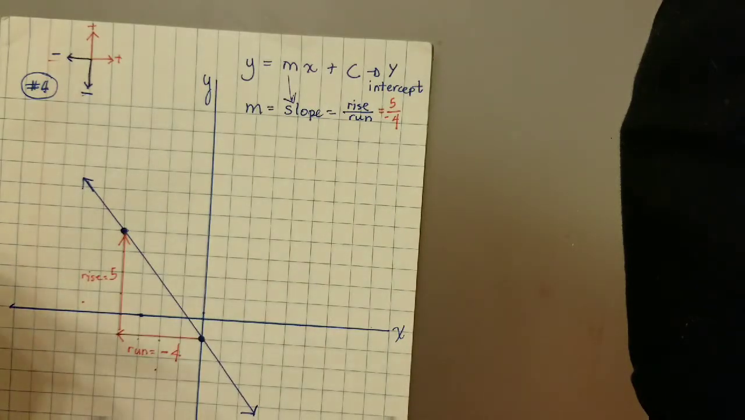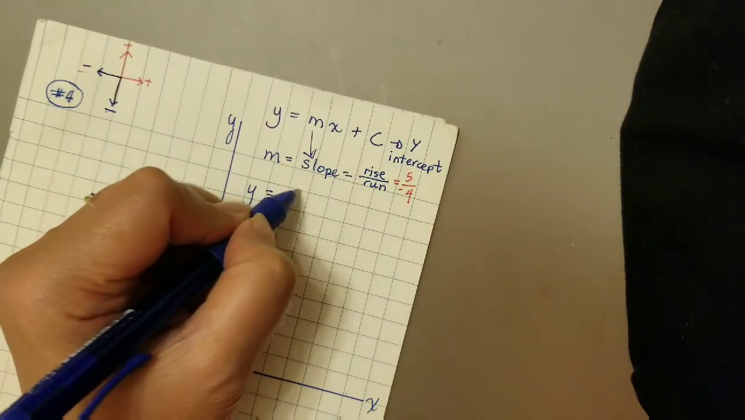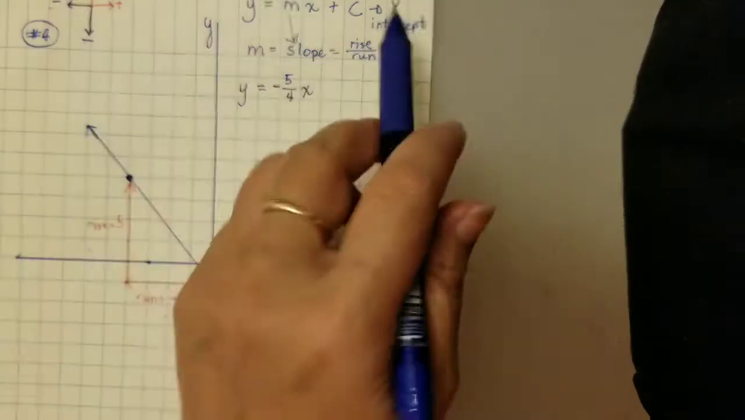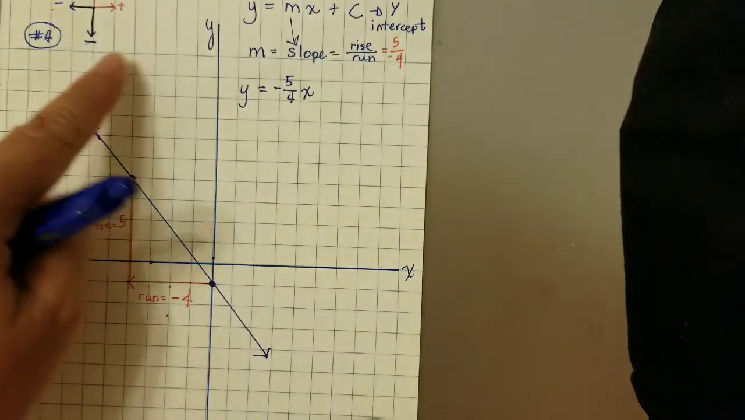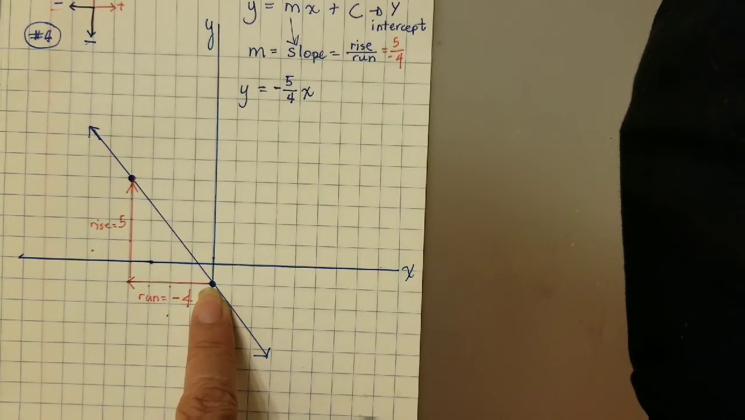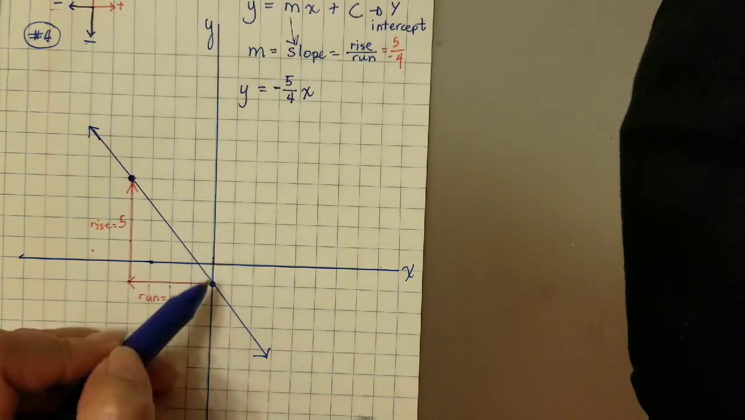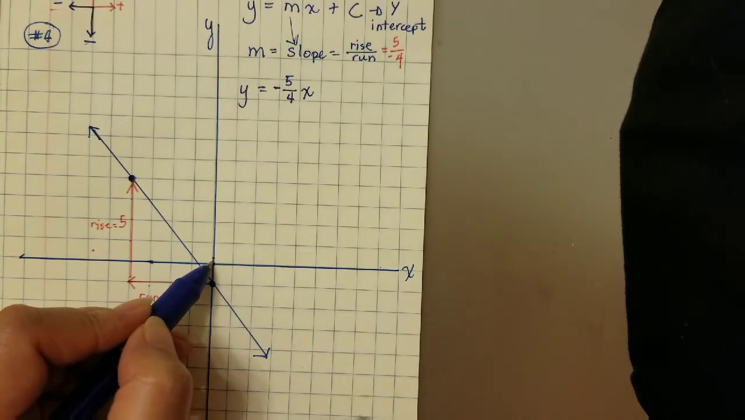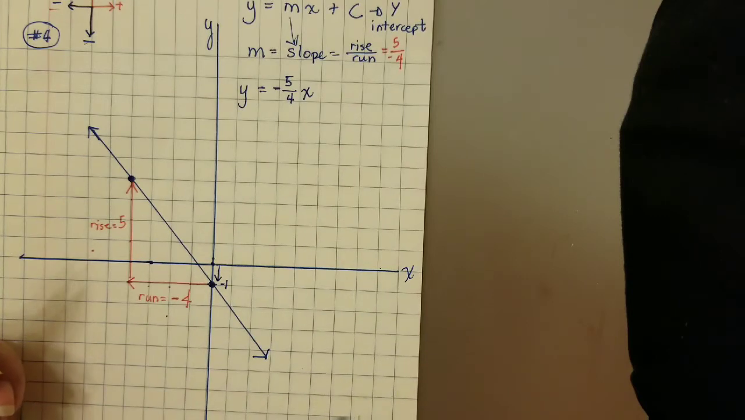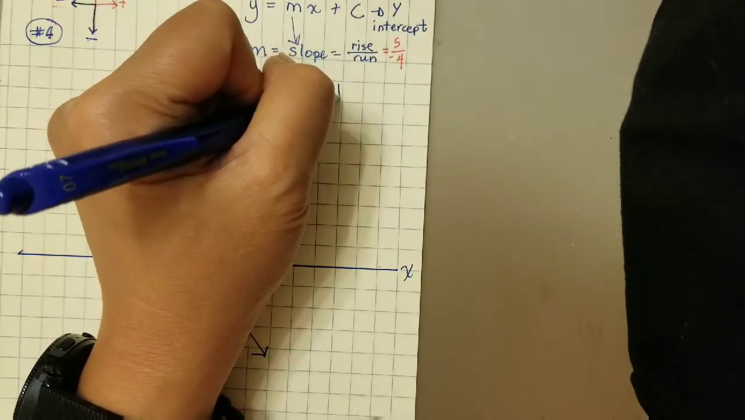We can put down the start of our formula. Y is equal to negative 5 over 4x. Now, let's look for c, which is the y-intercept. Where does the line meet the y-axis? Right here. Okay? Since where the x-axis and y-axis intersect, this is 0, and we're going down. So this would be negative 1. Okay? So our y-intercept, which is c, is negative 1.